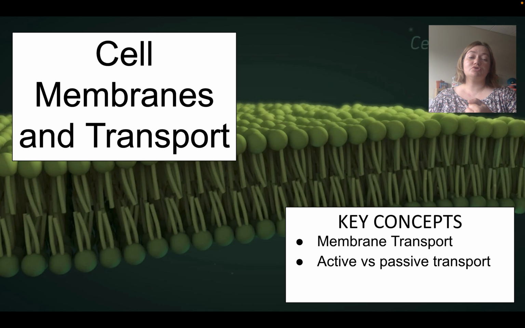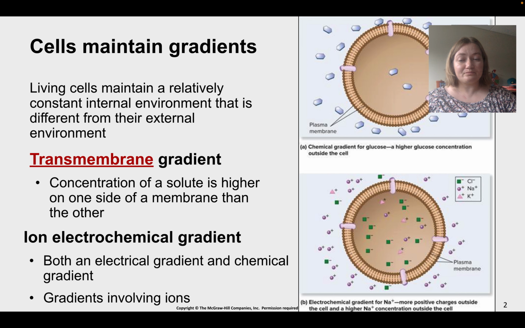We're going to go over cell membranes and transport. So we're really going to focus on how molecules move across our plasma membrane. All right, so the first thing we need to know is that cells maintain a gradient between what's on the inside of their plasma membranes and what is on the outside. They need to maintain this internal environment that is different from the external environment to regulate the functioning of the cell, to keep in homeostasis.